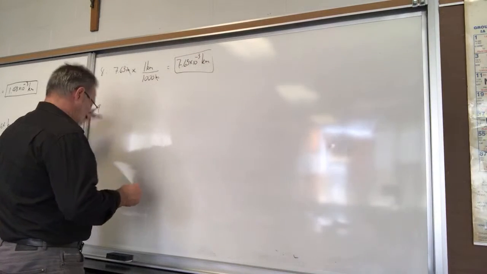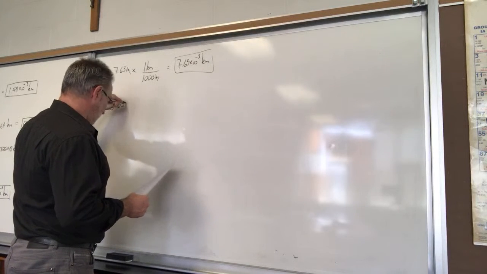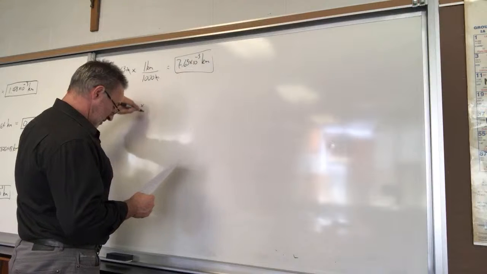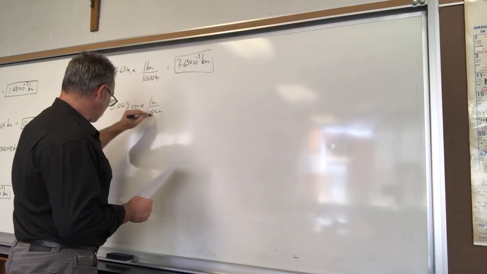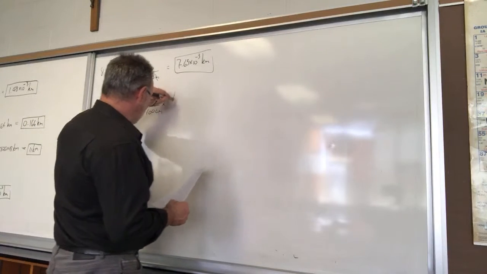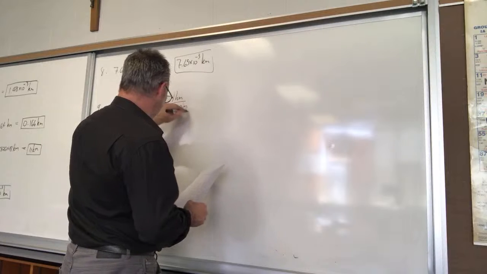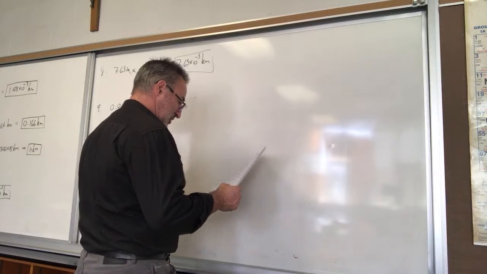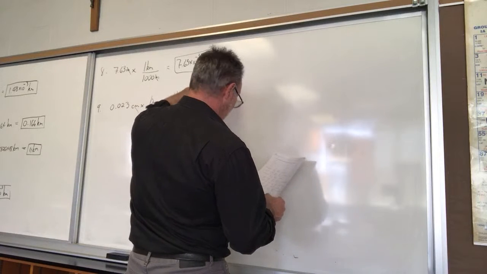Number 9. You're starting off with 0.023 centimeters. There's 1 meter for every 100 centimeters, so that allows you to cancel centimeters. There's 1 kilometer for every 1,000 meters. That allows you to cancel meters. So your final answer is 2.3 times 10 to the -7 kilometers.